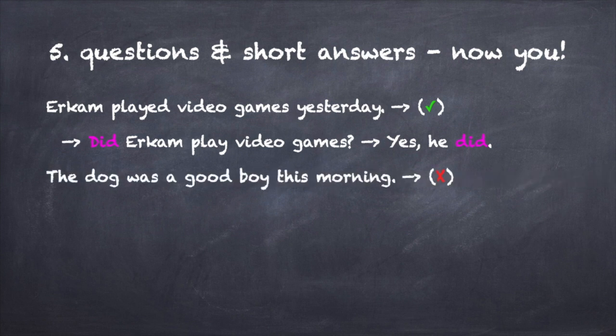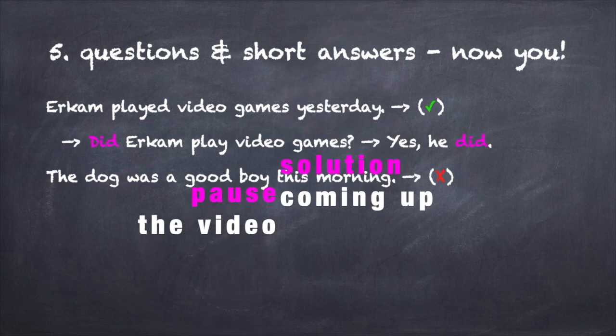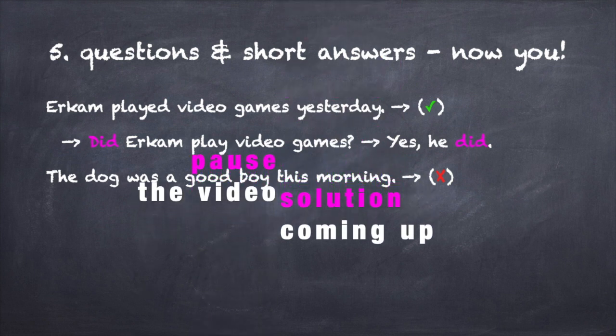The dog was a good boy this morning. And you're supposed, again, to make a yes or no question and answer with a short answer, and the short answer should be negative. Don't forget there's was in the sentence. That's a form of be, so you cannot use did. You have to use was. Pause the video, because here's the solution.